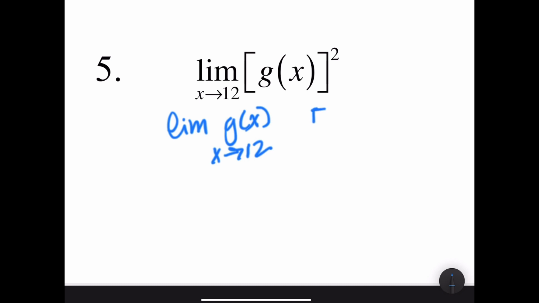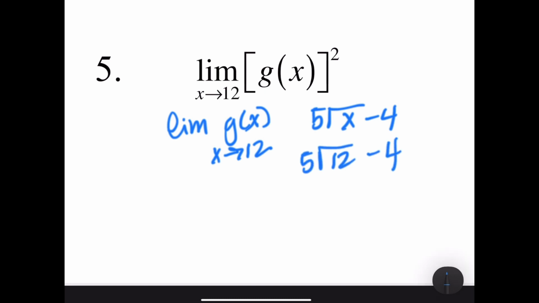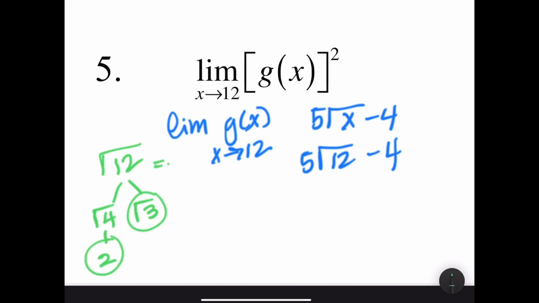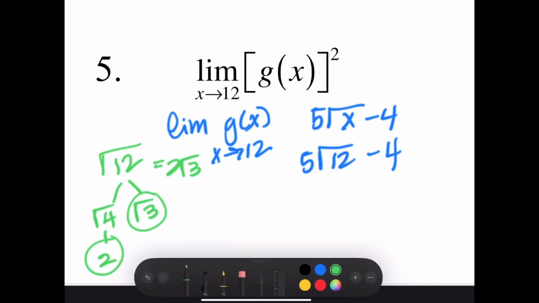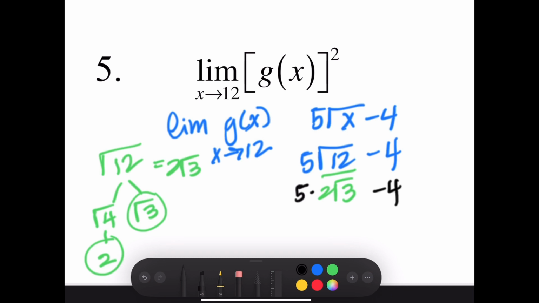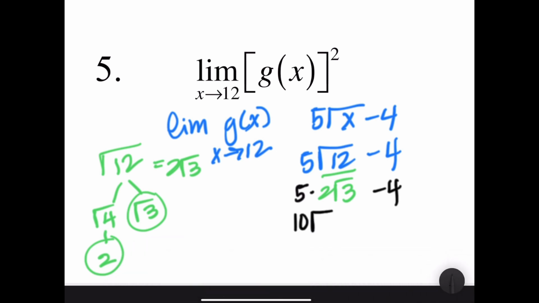Well, my equation for g of x is 5 radical x minus 4, and I'm plugging in 12. I do need to simplify my radical 12. So radical 12 is the same thing as radical 4 times radical 3, and radical 4 is 2. So I have 2 radical 3. And I'm going to get 5 times 2 is 10 minus 4.